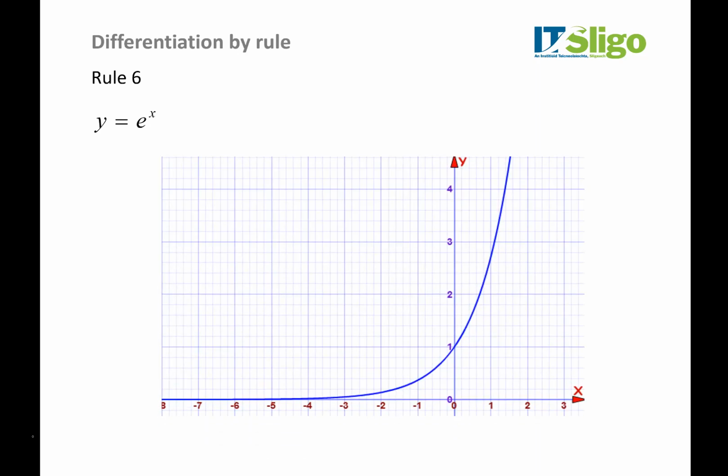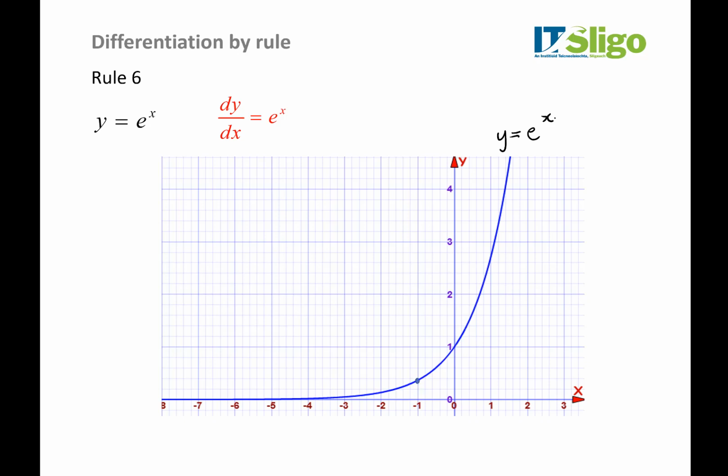So now we'll take a look at rule 6. So that's our exponential function, y is equal to e to the power of x. Now this is the easiest derivative to remember because the derivative of y is equal to e to the power of x is e to the power of x. So I'll try and explain that now. So here we have our exponential curve. So this blue line is y is equal to e to the power of x, typical exponential growth curve.